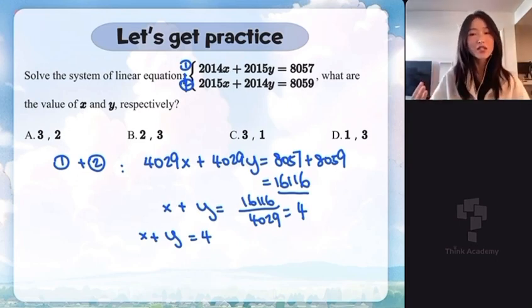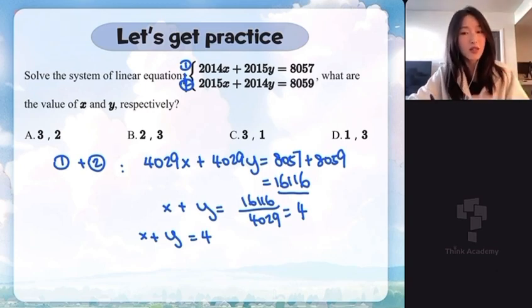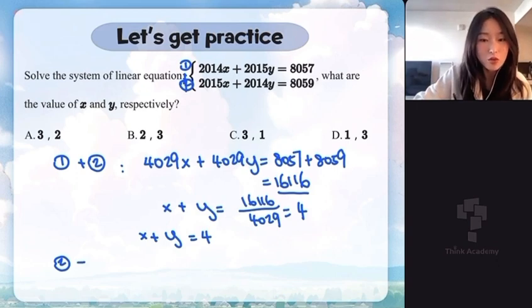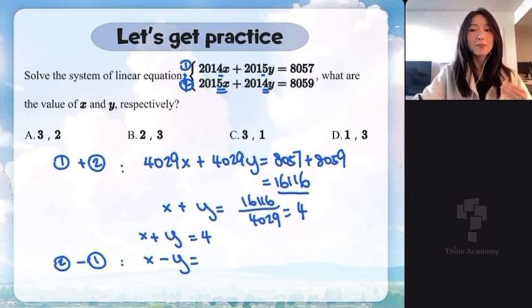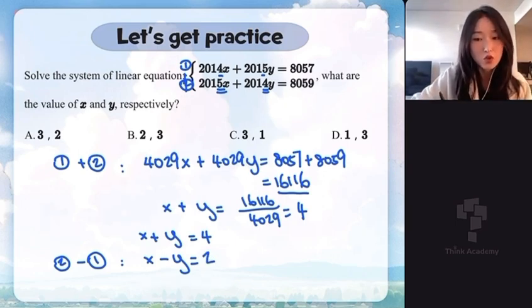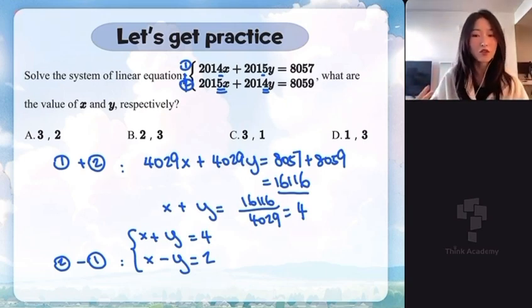All right, so now is to find the second simplified equation. And we can do that by using one of the equations over here minus the other equation. So for example, if we use 2 minus 1, and because we have one more x over here and one less y over here compared with the first equation, we are going to have x minus y equals to 8059 minus 8057, which would just be 2. So now we actually have a new system of equations after simplification, which is much easier to solve.